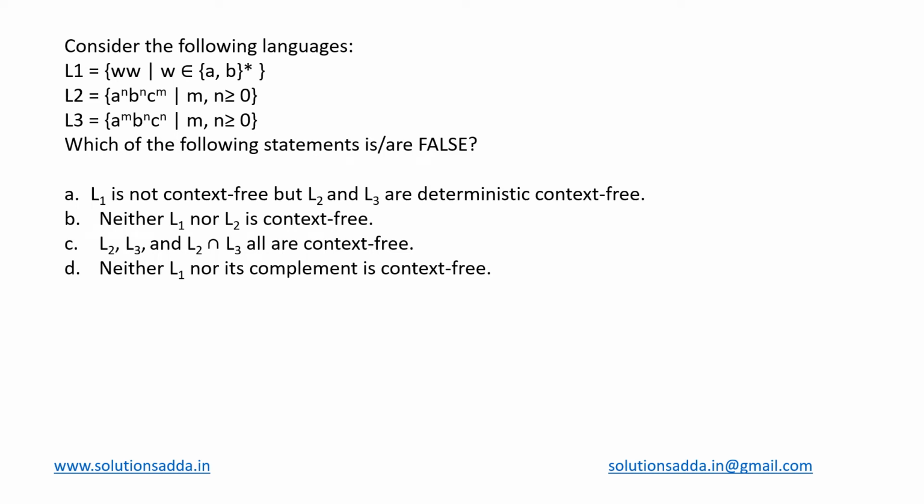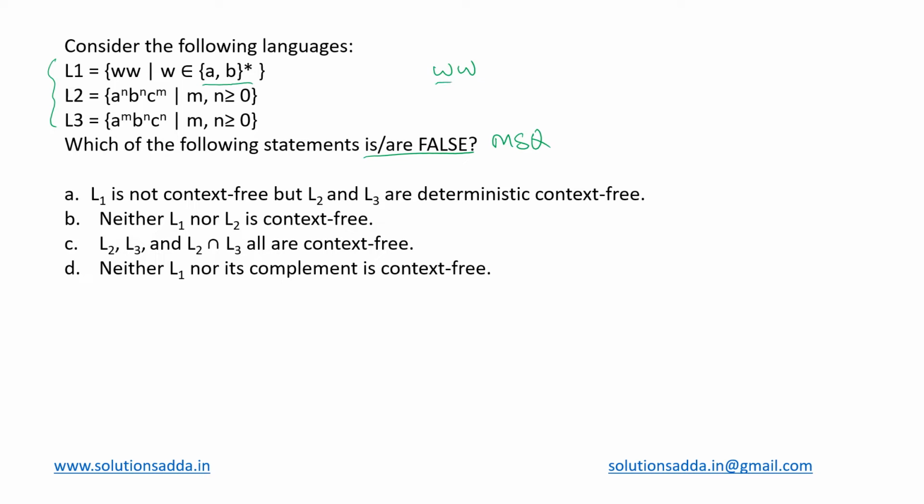Question is from TOC. We have been given three languages L1, L2 and L3, and using them we need to determine which of the given statements is or are false. So this is an MSQ type of question. The language L1 is defined as a set of strings WW such that W belongs to the Kleene closure of {a, b}, the whole star basically.